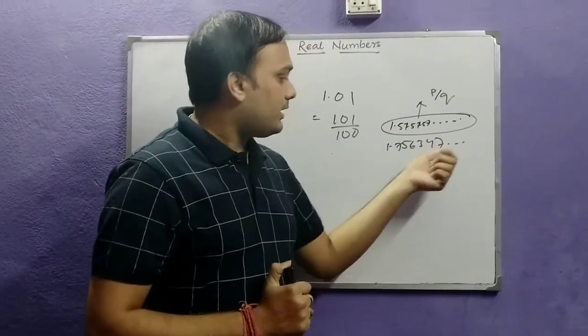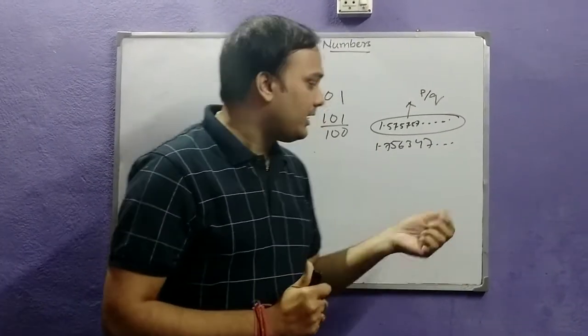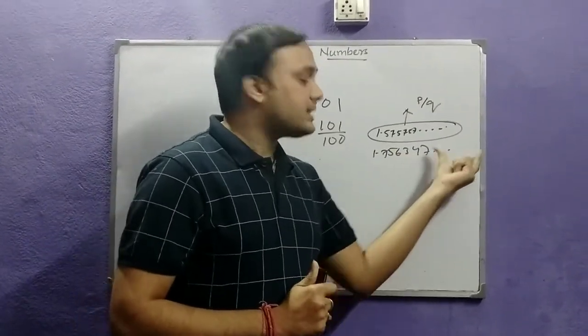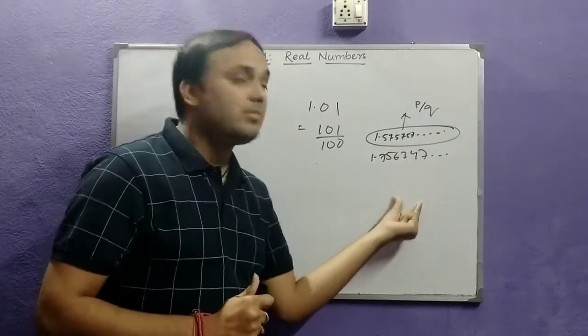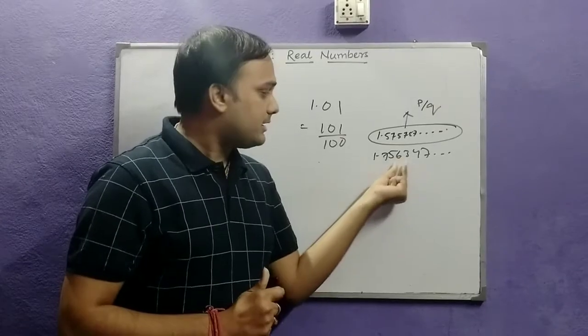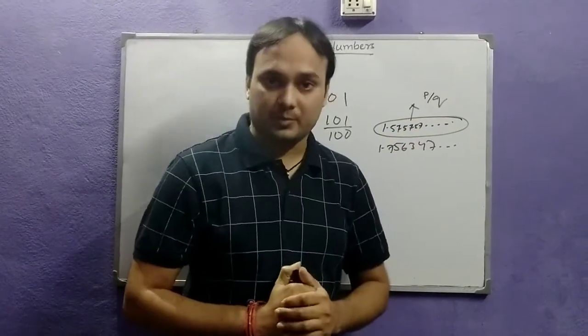And this number is irrational. Why? Because I cannot express it in p by q form. Because how many decimal digits I have after the point is unknown to me. So how could I place the number of zeros in the denominator, as the number of decimal places is unknown? But the recurring number can be expressed in the form of p by q.